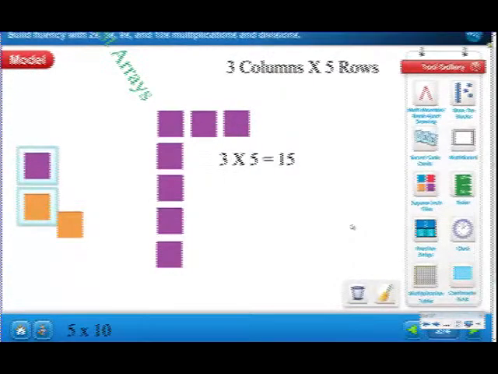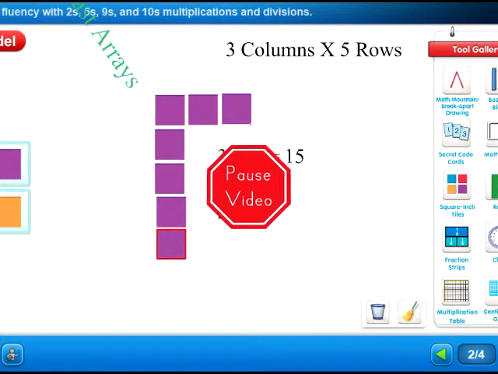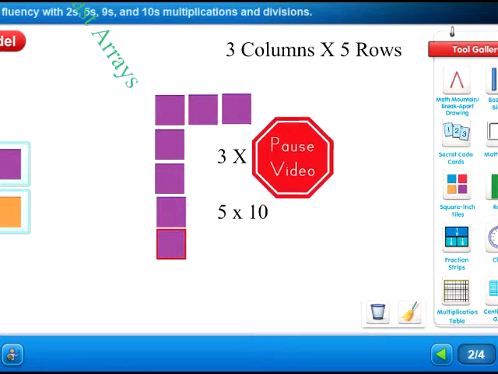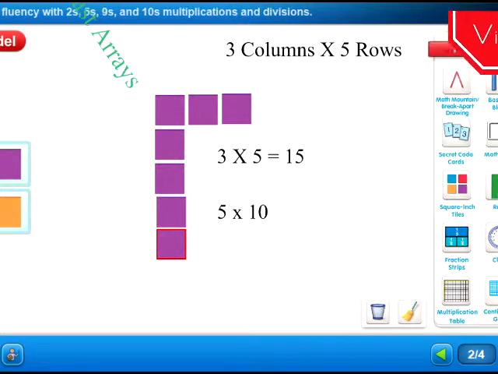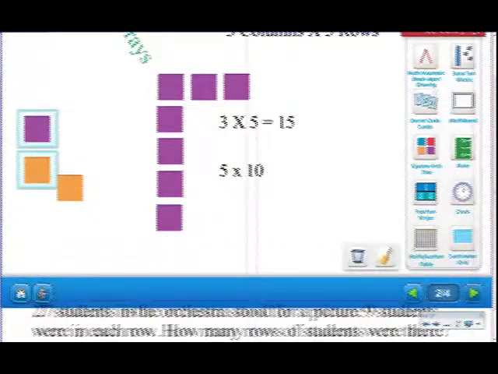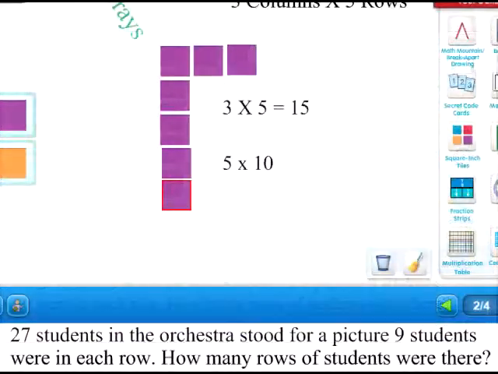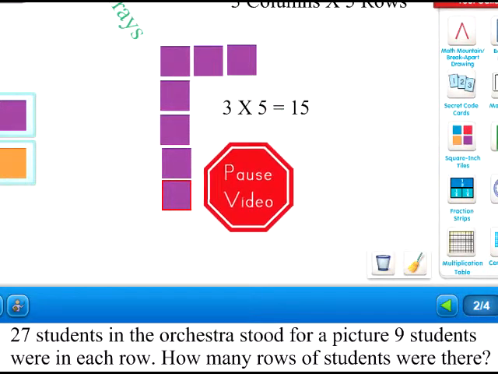So for your assignment, I have 2 problems for you. Number 1, 5 times 10. See if you can make a fast array that shows me that you understand 5 columns times 10 rows. So there's your first problem. Your second problem, let's keep it down here and you guys can look at it there. Pause the video and I want you to think this one through.